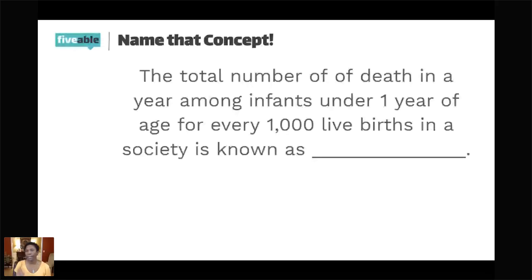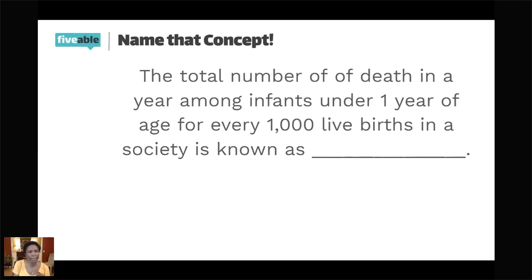All right, another concept that you should have hit in this unit. I have the total number of deaths in a year among infants under 1 year of age for every 1,000 live births in a society is known as, what did you get for that one? Absolutely fantastic. IMR, the infant mortality rate.